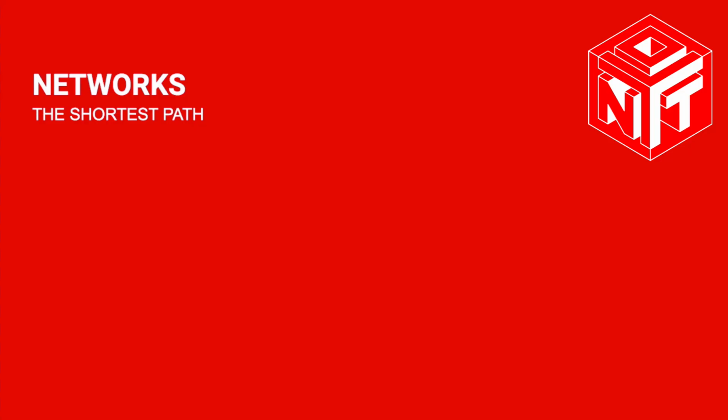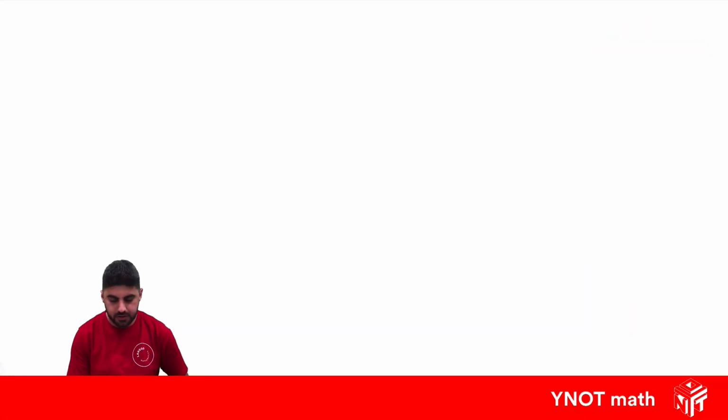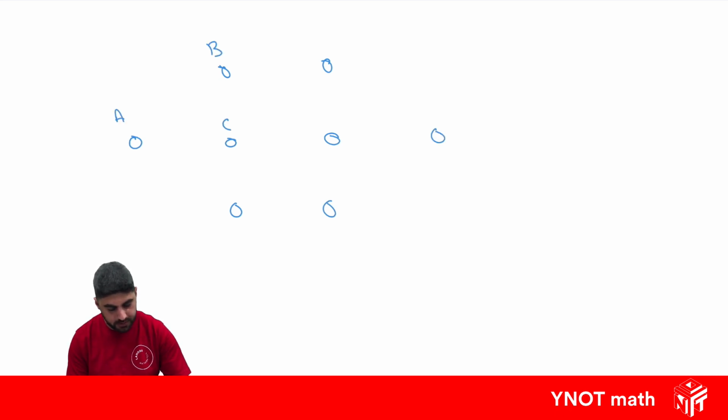The shortest path. So how do we know if all our vertices are connected with the shortest path possible? Let's have a look at a network. So this is going to be a little bit big. We've got A, B, C, D, E, F, G, and H. And let's draw some edges in.